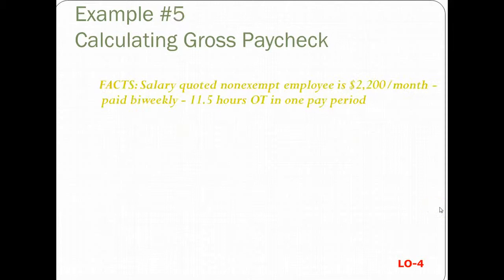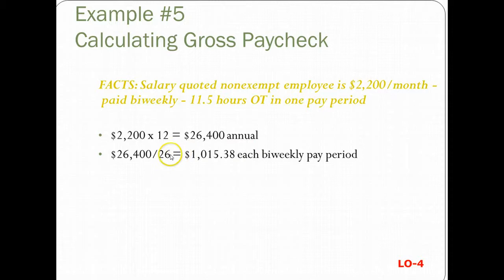Okay, example 5. Salary quoted for a non-exempt employee is $2,200 a month. It's paid bi-weekly. You have 11.5 hours of overtime in one pay period. So, annualize the salary. Divide it by 26. Bi-weekly means every 2 weeks. So that's the bi-weekly rate.